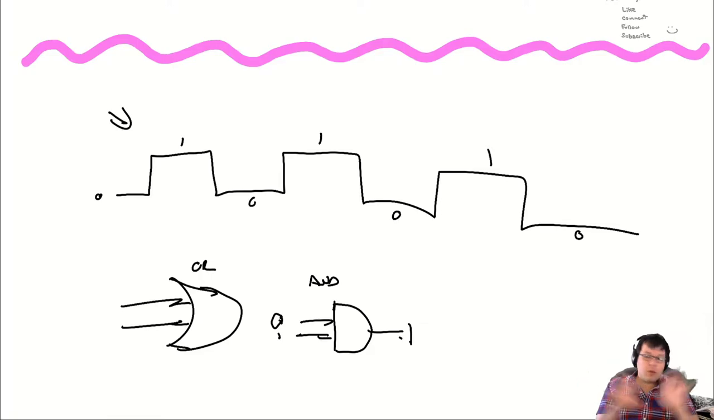So anyways, hopefully this is a little bit of a refresher on what a clock cycle is, okay? Any questions on that?